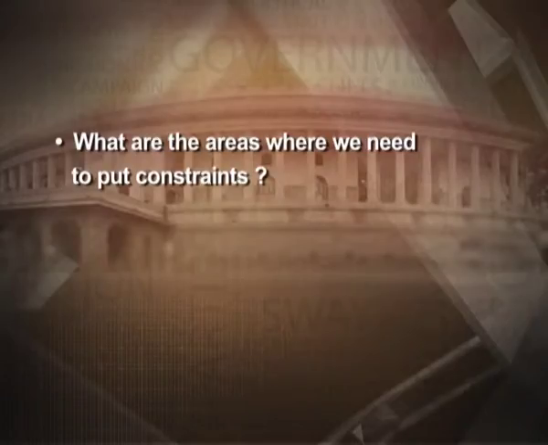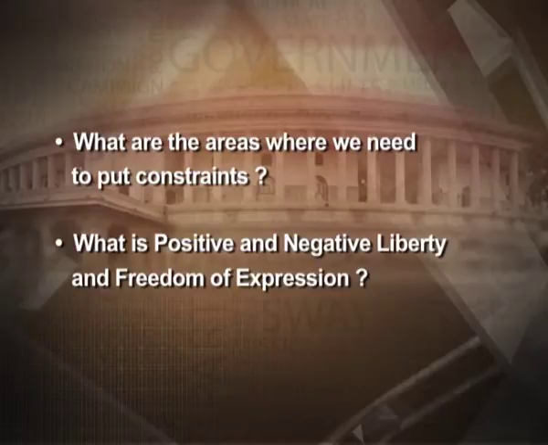For understanding, we have divided this chapter into 4 parts. So far we have discussed what is meant by freedom, how political theorists define freedom, why we need rules and constraints, and we have differentiated between self-regarding and other-regarding actions. Today in this episode, we will discuss what are the areas where we need to put constraints, and we will distinguish between positive and negative liberty, and we will talk about freedom of expression.